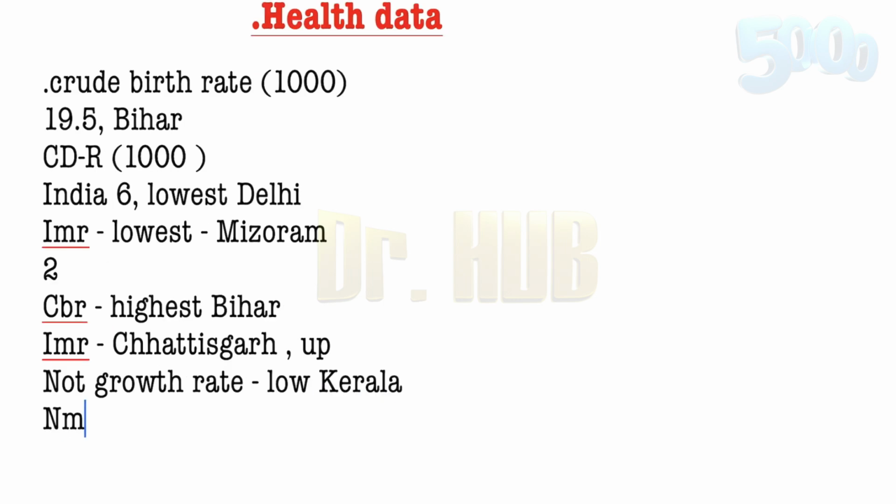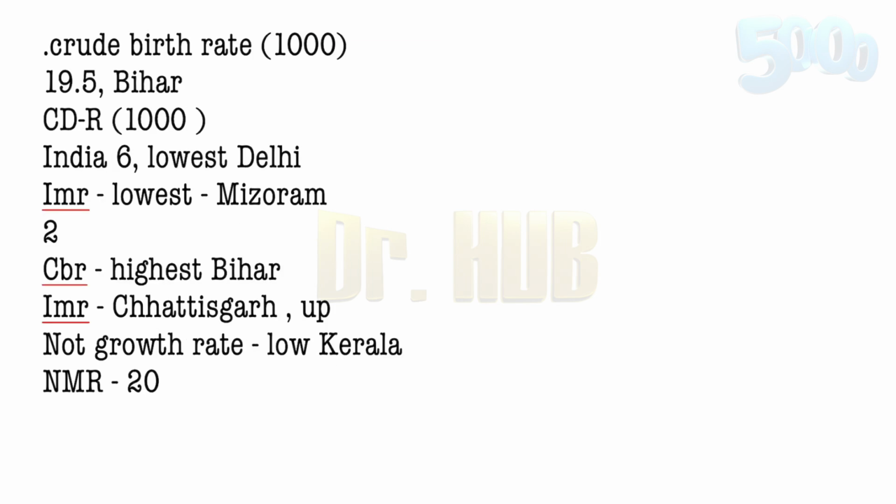Next is the neonatal mortality rate, which is 20 in case of India. Moving on to the total fertility rate, it is 2, and next the life expectancy. The life expectancy in India is 72 for females and 69.7 for males. So female is 72.